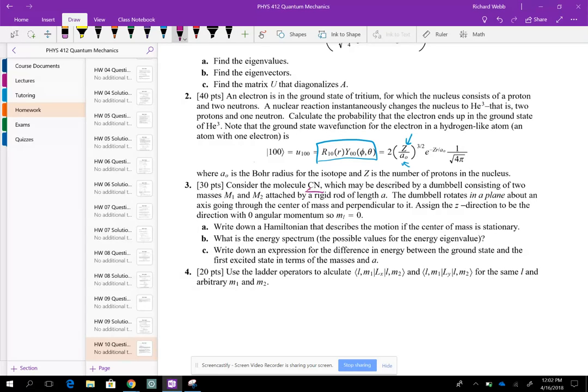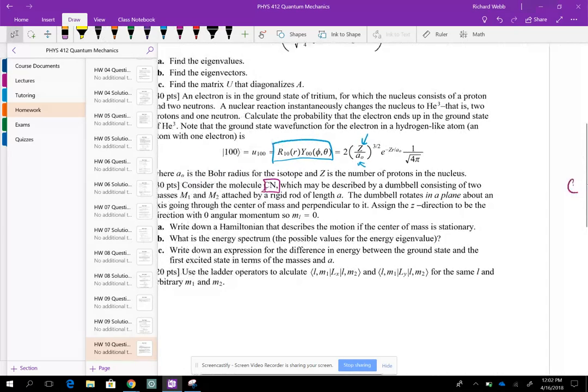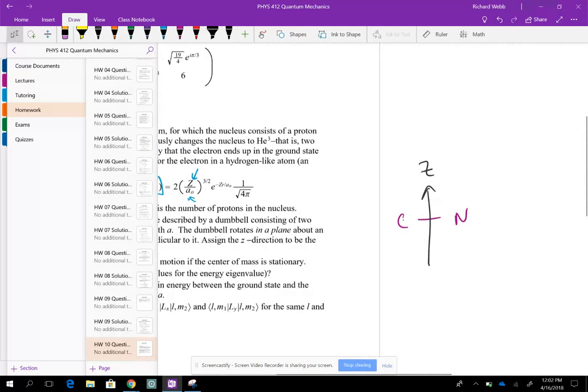Now, the next one is the one that I really want to make sure I touch bases on. Consider a molecule of CN. That's a flat molecule. We're going to define this as having the z-axis like this. So it can't have any angular momentum about that axis because the C and N are both on the axis. And so all of your angular momentum will be in the x and y directions.